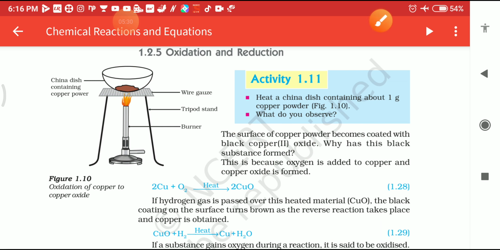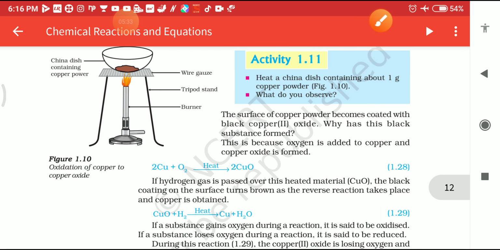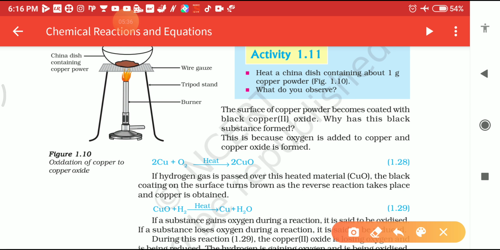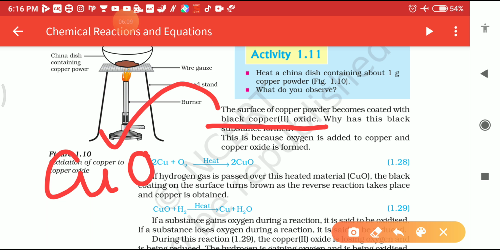Now let's start. The surface of the copper powder becomes coated with black copper(II) oxide. Students, the formula of copper oxide is CuO, but we use the word copper(II) oxide. Why can we use the word copper(II) oxide? Because the valency of copper in it is 2. That's why we say copper(II) oxide, and copper(II) oxide is CuO.